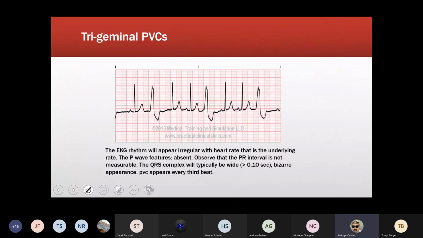And then there's my trigeminal PVCs. Every third beat is a PVC. So 1, 2, PVC, 1, 2, PVC, and that'll continue. To me, as a paramedic looking at that on a monitor, that makes me a little uneasy. Because again, this patient potentially could go into cardiac arrest or is really having some heart issues. And they'd have to be put on an antiarrhythmic.